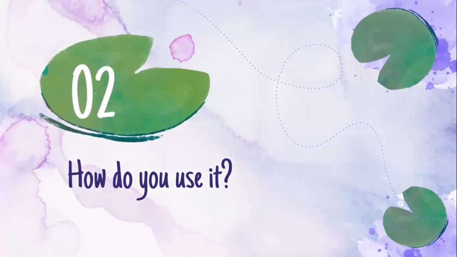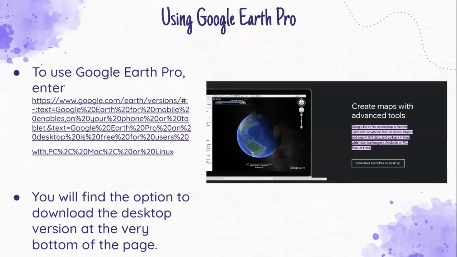How do you use it? To use Google Earth Pro, you can enter this hyperlink, which will be sent out to you guys, or you can just search Google Earth Pro and it'll come up. Then you will go to the section that has Earth Pro versions, and you will find the option to download the desktop version at the very bottom of the page, and it will look like this. It will say download Earth Pro on desktop.